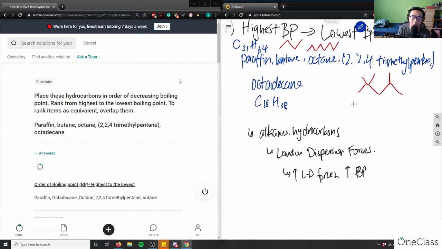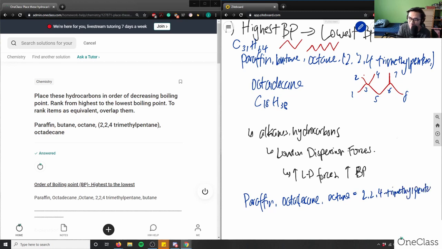So in this case, paraffin is our biggest compound, right? C31. So the highest BP would be paraffin. The second biggest one here is octadecane because it's C18H38. So octadecane would be next. And then we have butane, octane, and 2,2,4-trimethylpentane. So let me just count the carbons here: 1, 2, 3, 4, 5, 6, 7, 8. So this has the same number of carbons as this. So octane would be the same boiling point as 2,2,4-trimethylpentane, and then we have butane as our lowest BP.